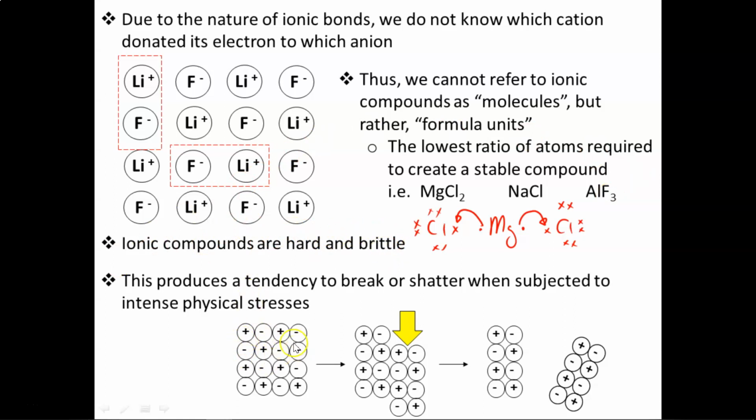Finally, ionic compounds tend to be hard and brittle. This crystal lattice structure of alternating opposite charges, positive, negative, holds those ions tightly in place. So you're going to need a lot of force to get these ions to move. That's why ionic crystals tend to be very hard.